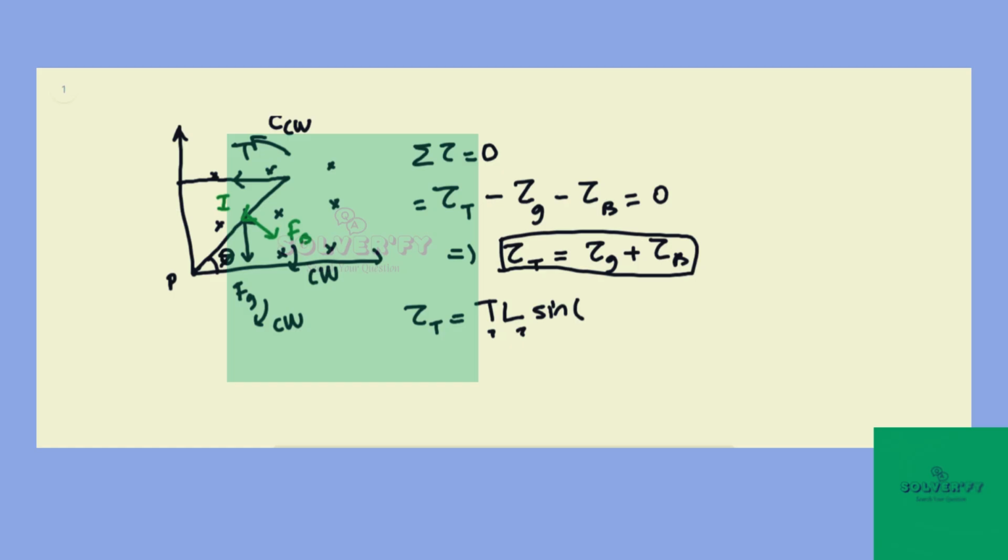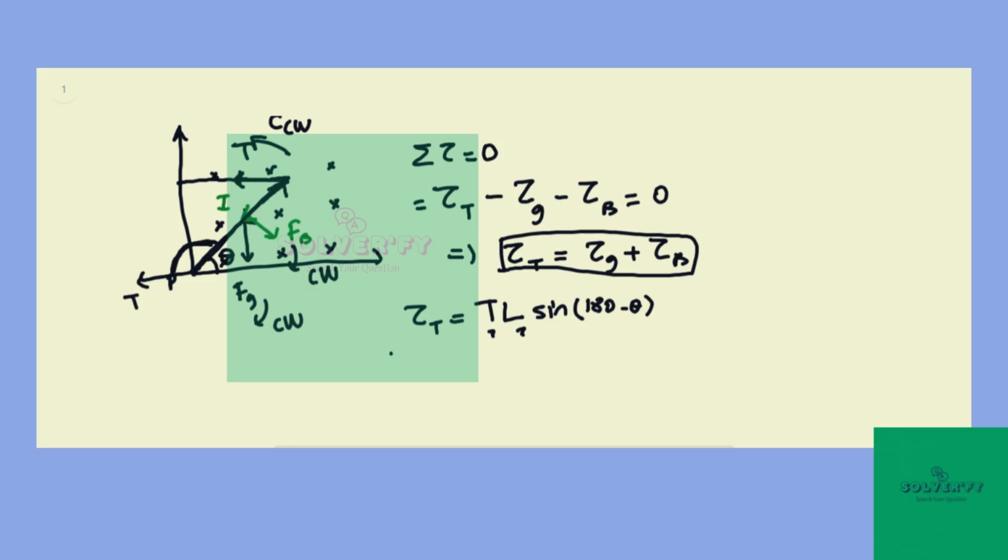So if this is theta, this is given to us in the problem, the angle between R and T, we're going to have to carry the T here just to be able to see the angle between them. So as you can see, this angle is 180 minus theta.